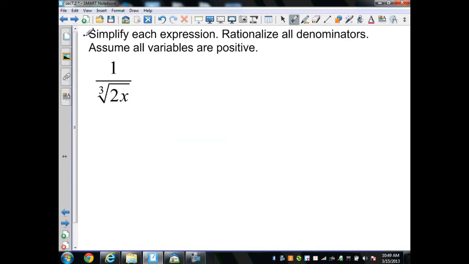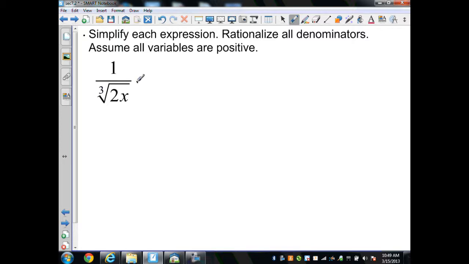And on this problem, I want to simplify the expression. I have 1 over the cube root of 2x. I will not simplify any further since it is in the simplest form, but I'm not allowed to leave it in this fashion because I have a radical in the denominator. So I do need to rationalize.